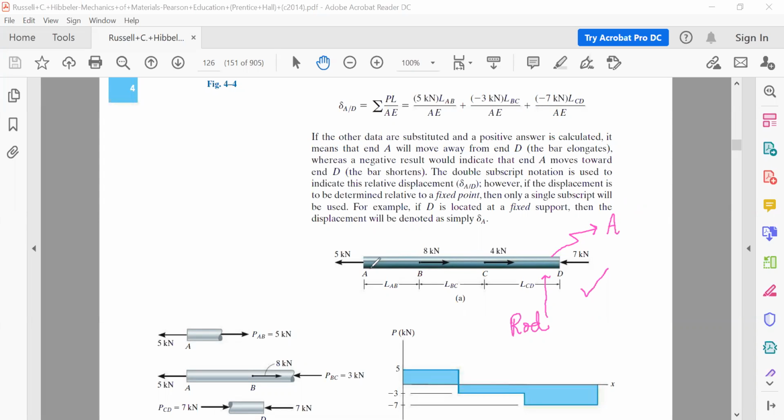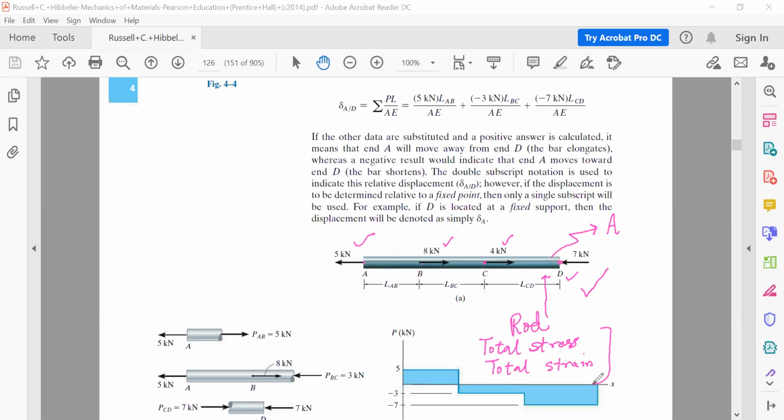Now this machine element is subjected to loads. It has a load of 5 kilonewton along negative x-axis at point A, a load of 8 kilonewton at point B, a load of 4 kilonewton at point C, and a load of 7 kilonewton along negative x-axis at point D. Now the question says, calculate the total stress in the rod as well as the total strain in the rod. So we have two things to solve.